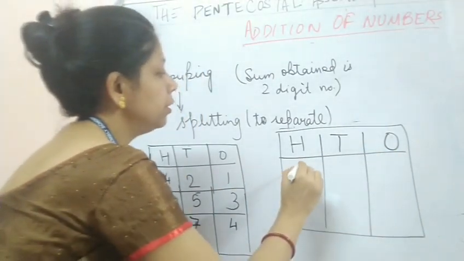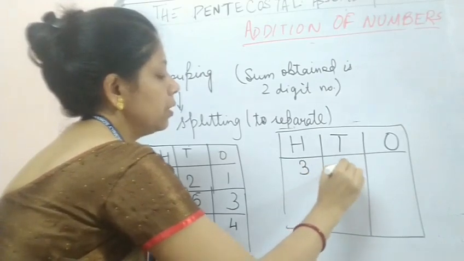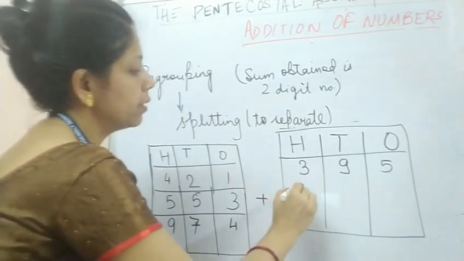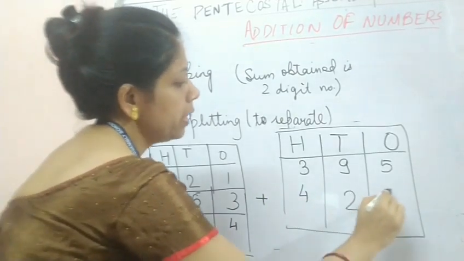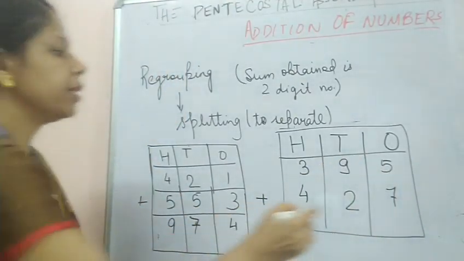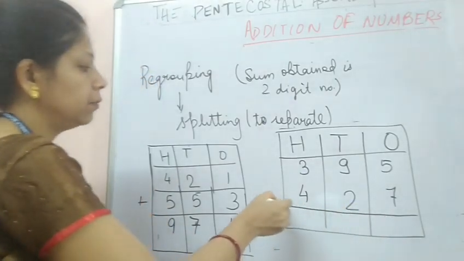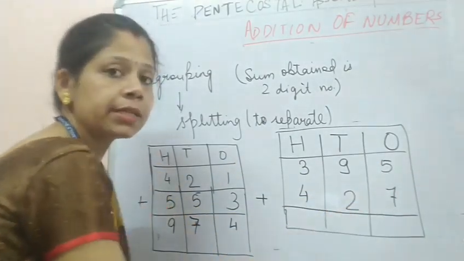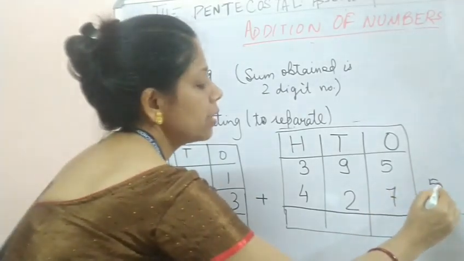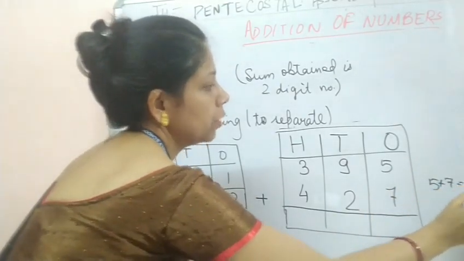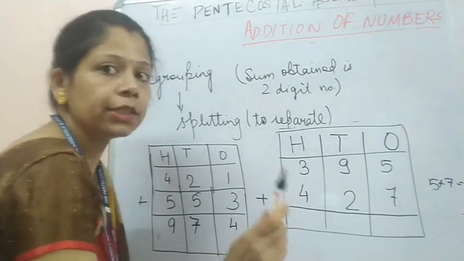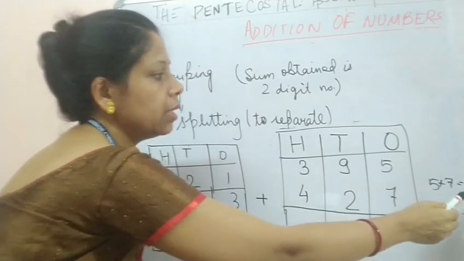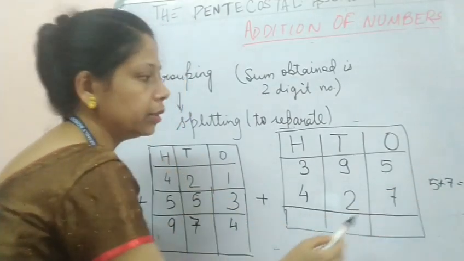Suppose I write here 395, okay, plus 427. Okay, now let us add it. What is 5 plus 2? Sorry, what is 5 plus 7? 5 plus 7 is 12. 12 means 1 tens and 2 ones. You have already done this, tens and ones, isn't it? So it is 1 tens and 2 ones.